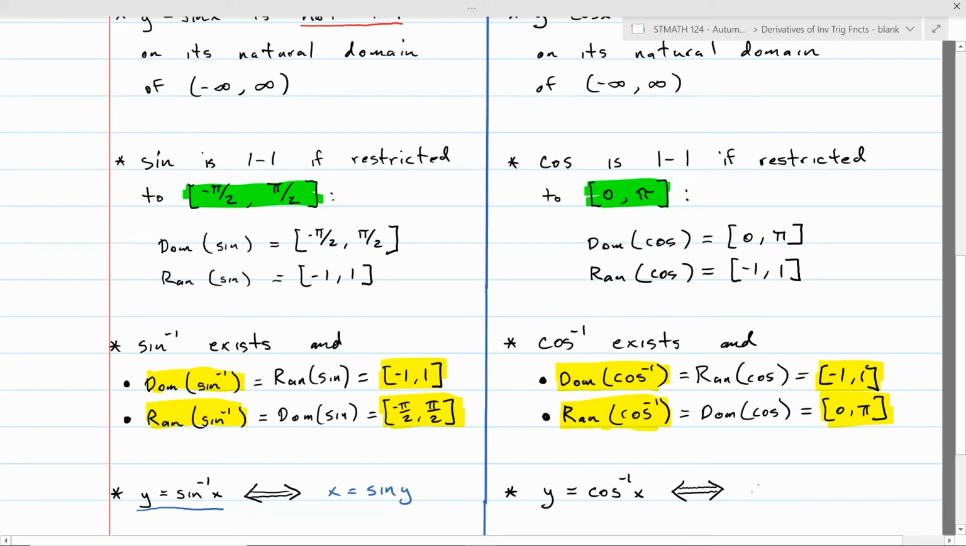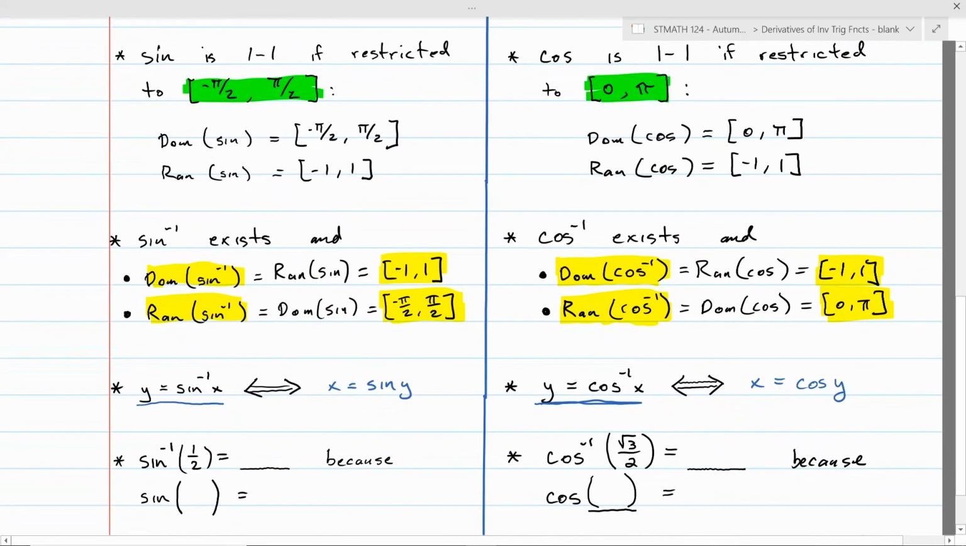And similarly, we can write x equals cosine of y is equivalent to y equals cosine inverse of x. To get a little bit of a feel for this last thing that we wrote in terms of specific values, on the left there I could ask, what is the sine inverse of 1/2? Well, I have to think about that in reverse. I have to say, what angle between negative pi over 2 and positive pi over 2 has a sine value of 1/2? And the answer is pi over 6. Pi over 6 is that unique angle in the correct range there that has a sine of 1/2, because sine of pi over 6 is equal to 1/2.